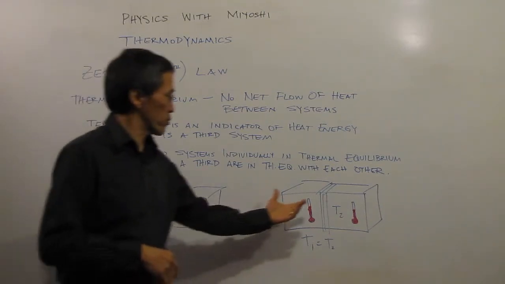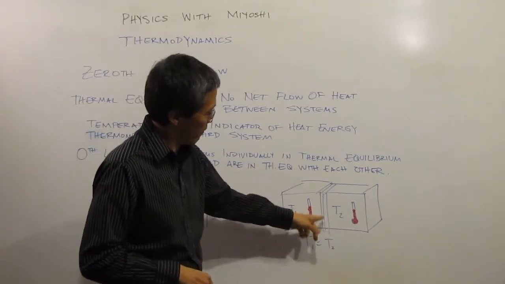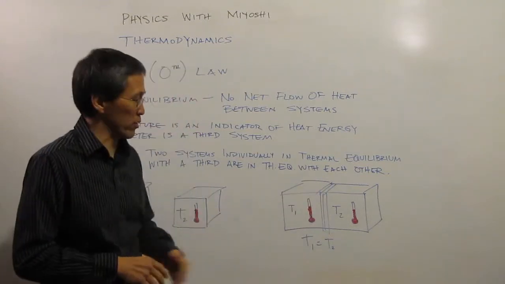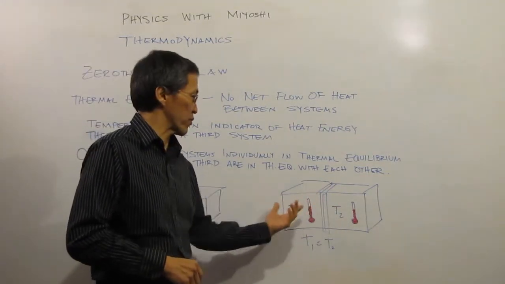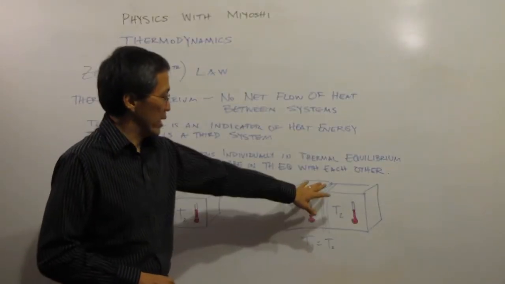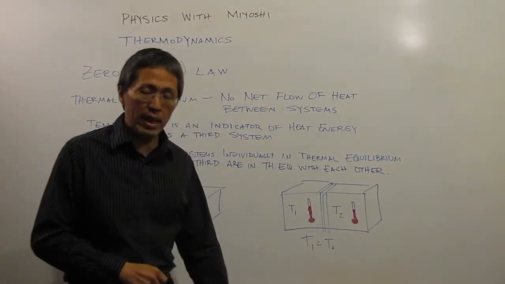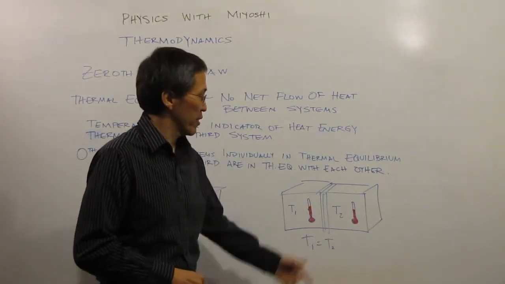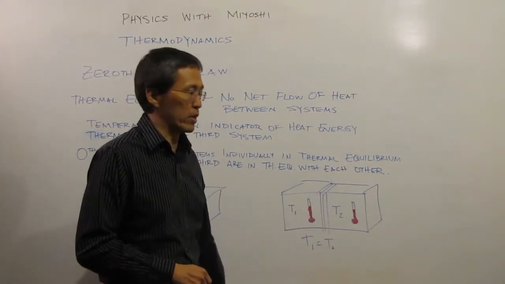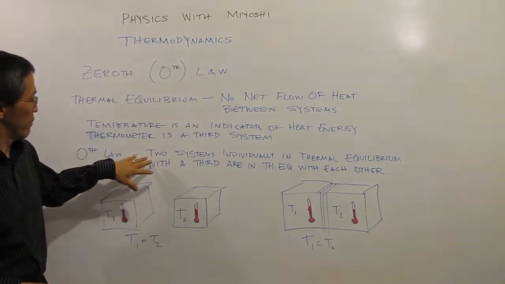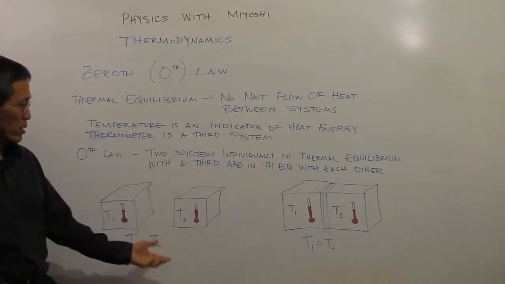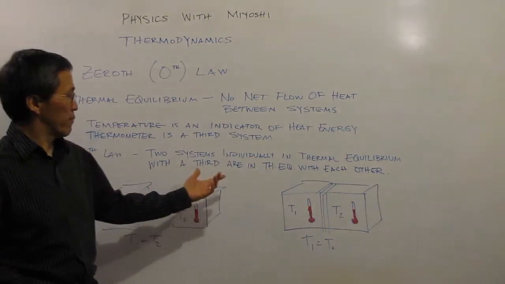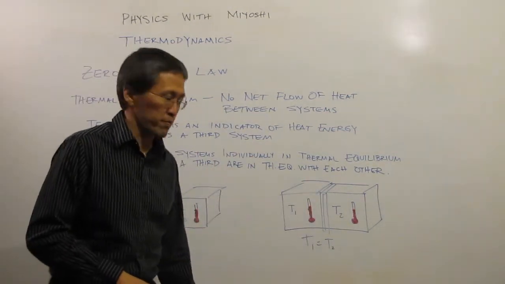Well, if I then put them together and I have this diathermal medium between them now, so that heat is allowed to transfer back and forth between the systems, if my temperature stays the same between the two, if the temperature is still the same, then these guys are in thermal equilibrium. So, if we look at this, the definition, my two systems, when they're allowed to come together, they will be in thermal equilibrium because they're in thermal equilibrium with each other.